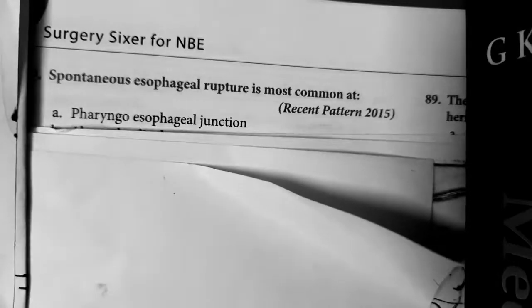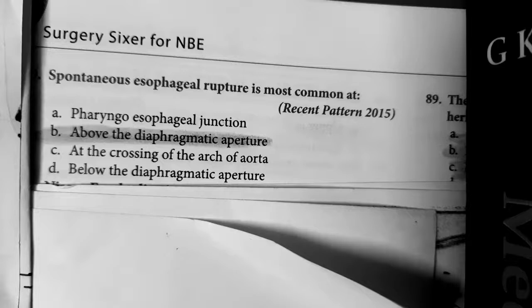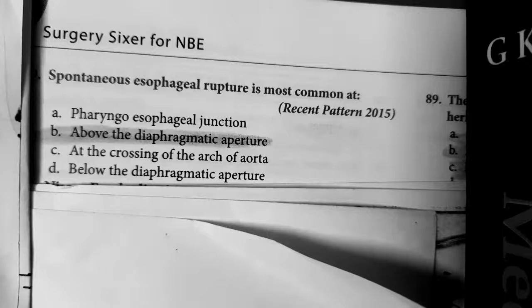First, spontaneous esophageal rupture. Spontaneous esophageal rupture can occur in a syndrome called Boerhaave syndrome most commonly, and the most common site of rupture is the lower left posterior part of the esophagus. So we will see the options. It is not in the pharyngoesophageal junction. Here the most common site is the lower left posterior part of the esophagus, that is the lower part of the esophagus, just above the diaphragmatic aperture.